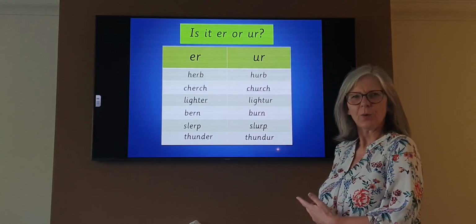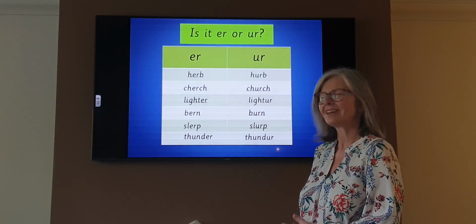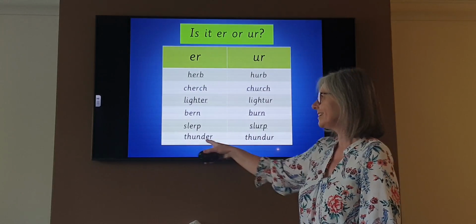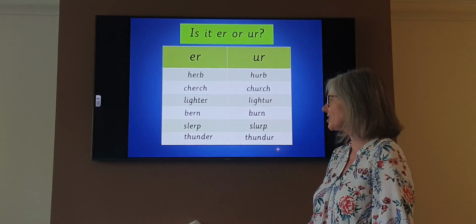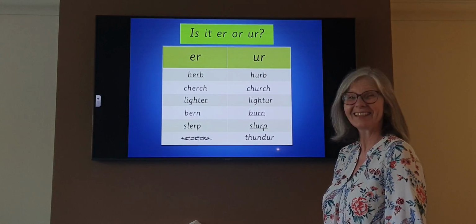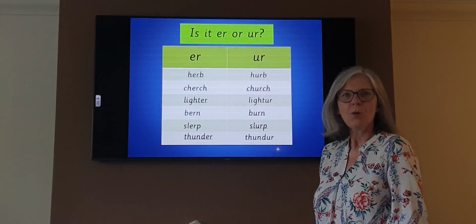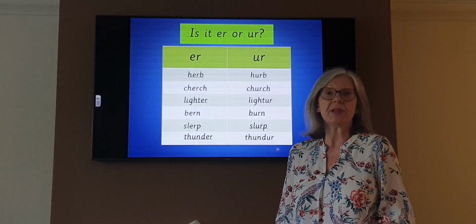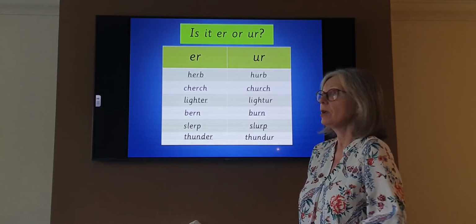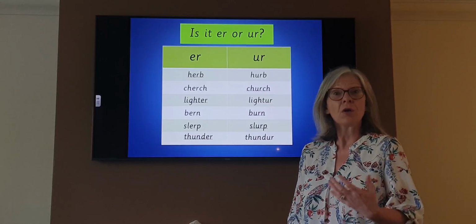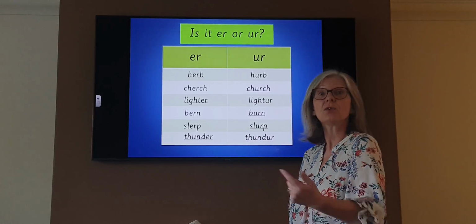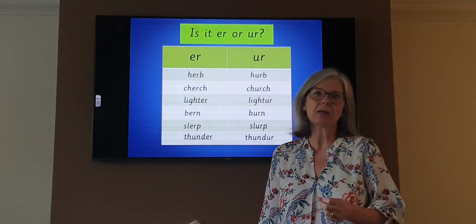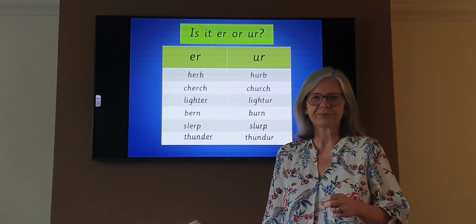Thunder. Which one do you think looks right? Is it this one? Or is it this one? You think it's this one? Let's have a check. Yes, you're right. Well done. Hopefully you got all of those right. But if you didn't, it's not a problem. You can just look at them now. And remember, the more you read, the more you will see words like this, and you'll remember the correct spelling.